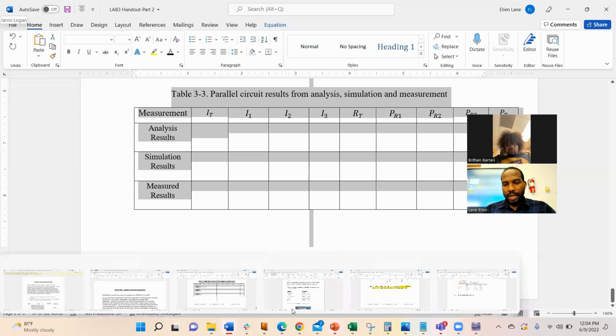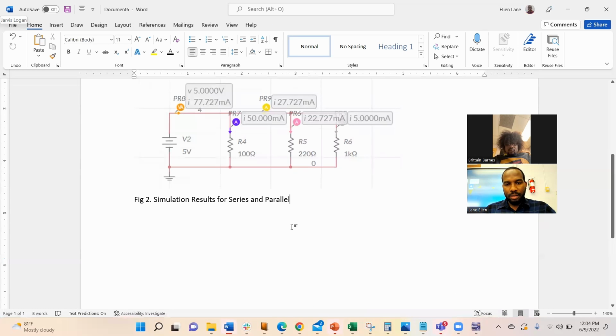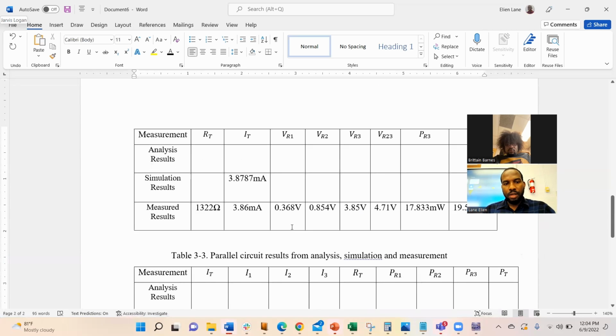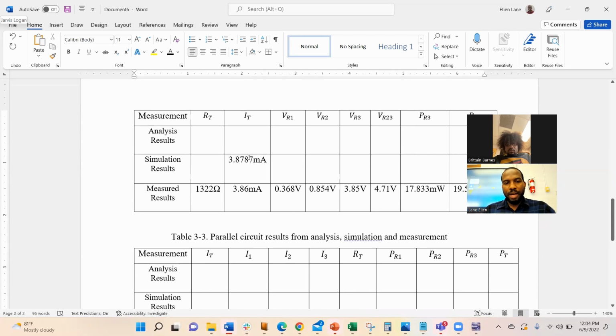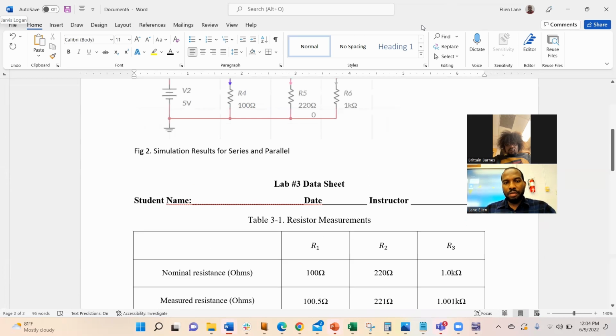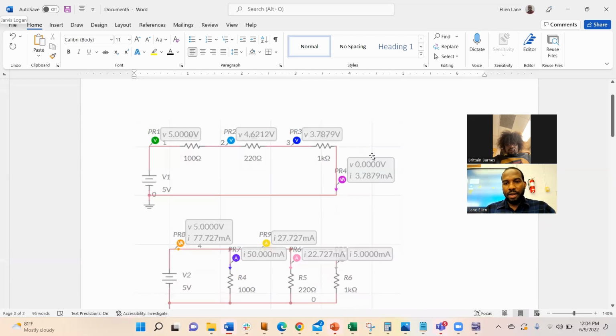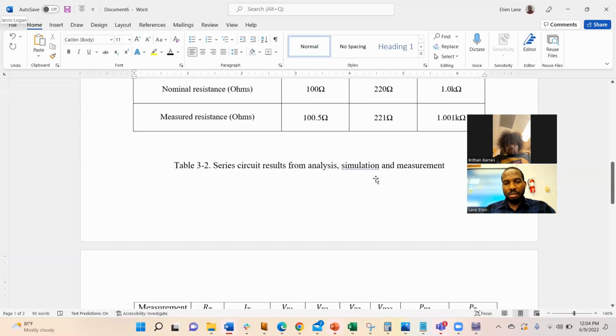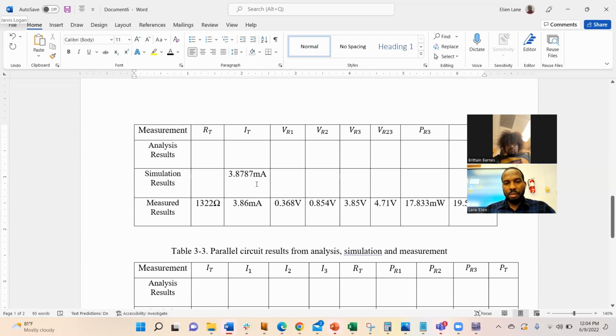And I go to my document. Okay, so for the series, I can put my information in the table. What is the total current? I can see the total current from the simulation. Here it is going to be 3.787 milliamps. So I can put it right there.